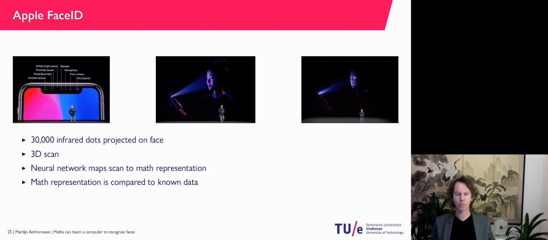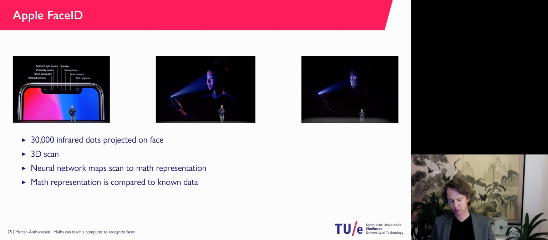And then if you look at the public relations materials, they say that they map it to a mathematical representation, which is undoubtedly a vector. And here it is a little bit different, because what your iPhone does is compare the scanned image to an image it had before, and then it checks whether you are the person that can unlock the iPhone or not.